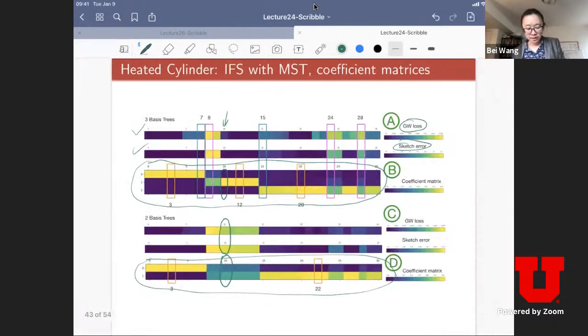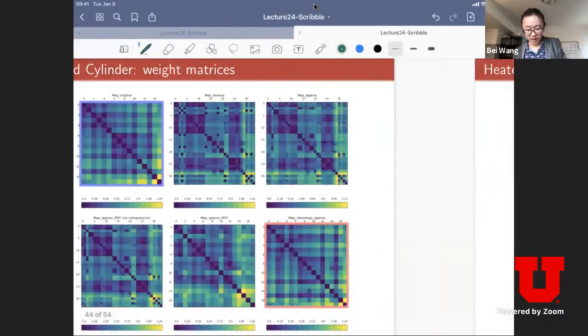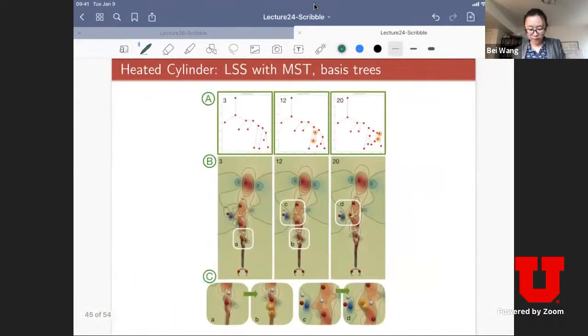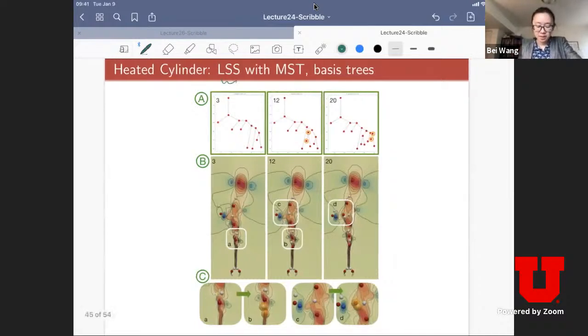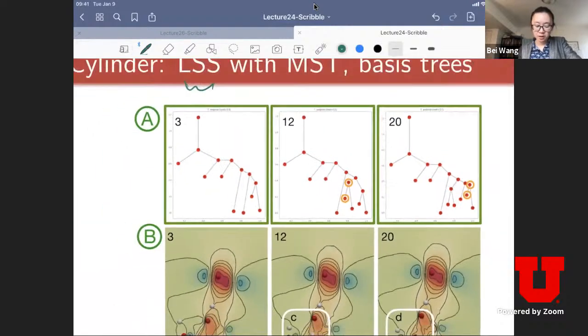All right, so let's look at the first data set. The first data set is some sort of flow. It's called heated cylinder. It's a scientific simulation where there's a flow coming from the bottom to the top. And what you see here in A is all those 3 bases. Remember, I'm using LSS, which means I'm choosing existing columns.